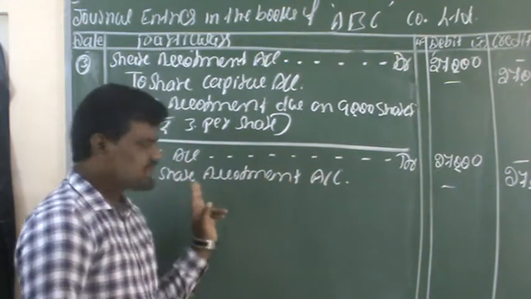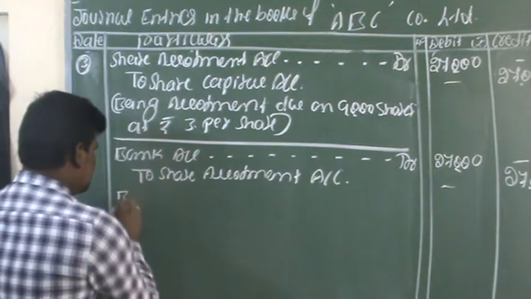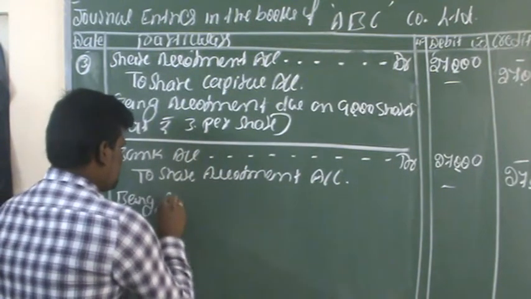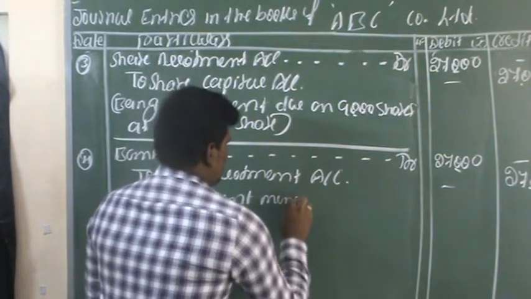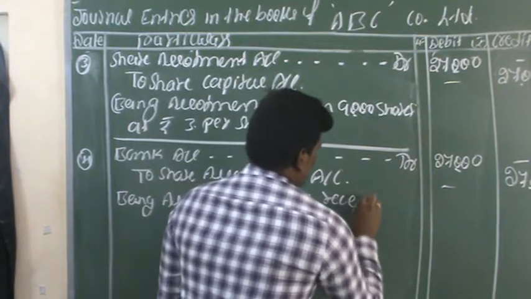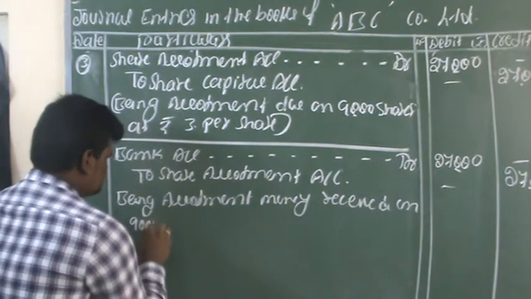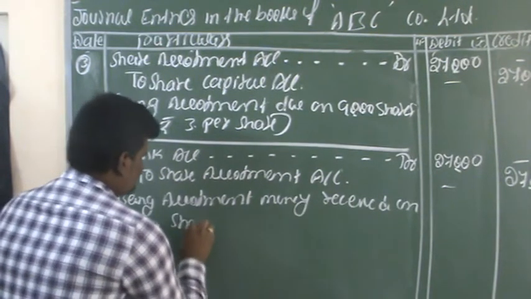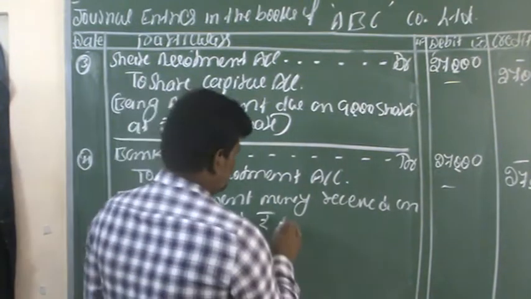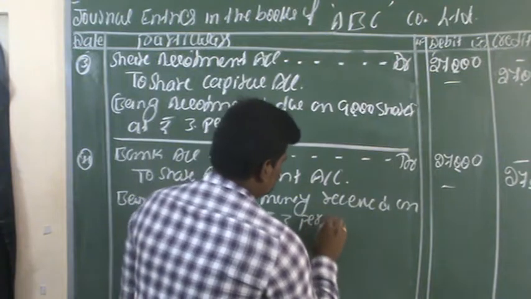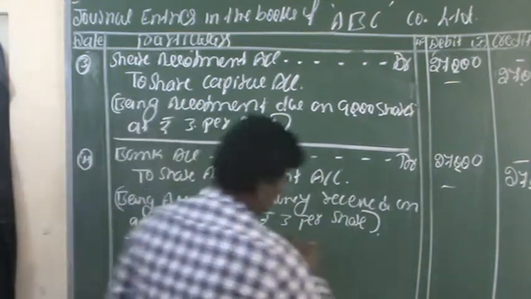Bank account debit to share allotment account. The narration being allotment money received on 9,000 shares at rupees 3 per share.